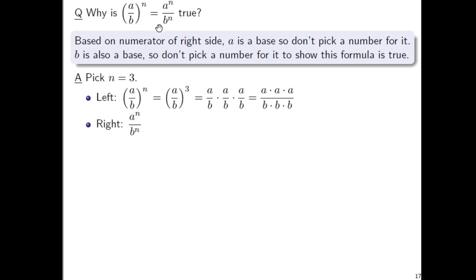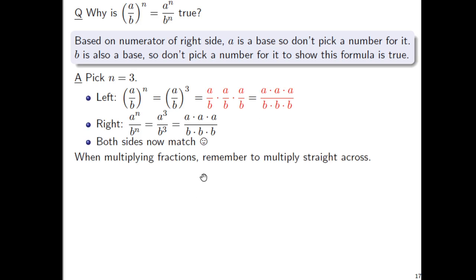On the right side, it said a to the nth over b to the nth. And if we substitute 3 for all the n's, we'll have a to the third over b to the third, which if we spell out what that means, it's a times a times a in the numerator and b times b times b in the denominator. Take a look. The left and the right side became the same. So that's going to be our explanation.